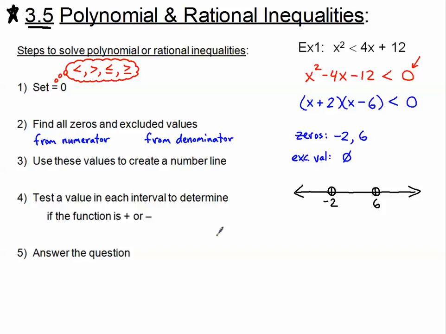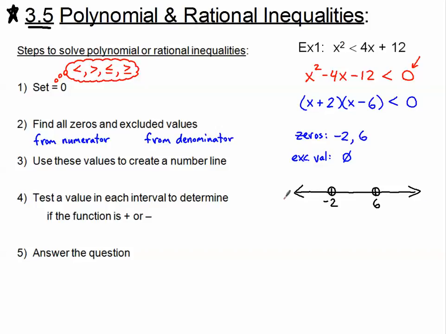Okay, so step 4, we're going to be testing a value in each interval to determine if the function is either positive or negative. I hope you understand that there are only 2 numbers in the world that would make this equal to 0. So that must mean that every other number other than negative 2 and 6, every other number has to make either a positive output or a negative output.